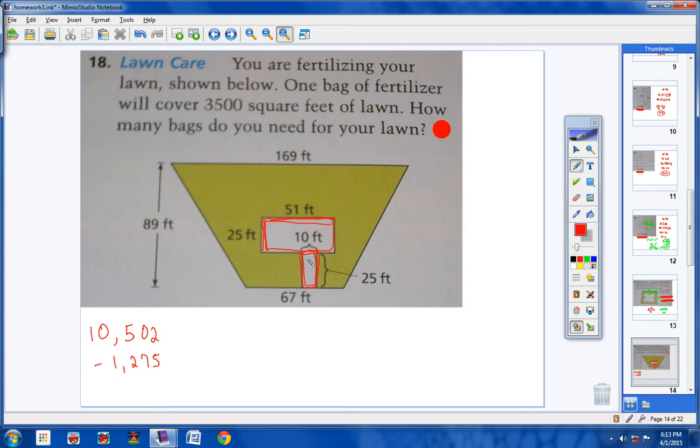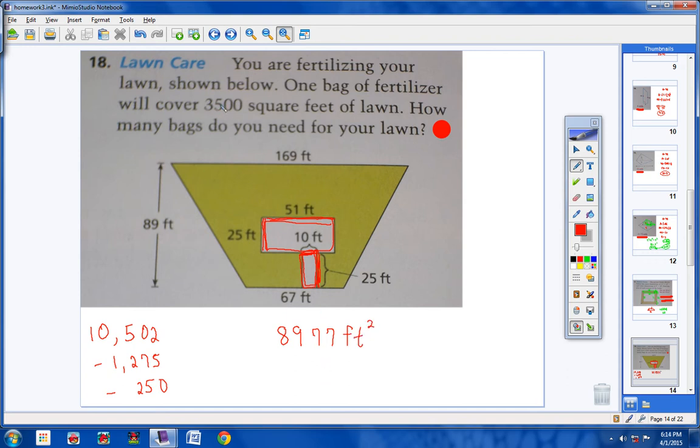And then we can very quickly find the area of this little rectangle here. It's going to be 10 feet across and 25 feet long. So it has a length and a width of 25 by 10. That's 250. So minus 250. So 10,502 minus 1,275 minus 250 is going to give you 8,977. So you just found the area of the entire lawn on your property.